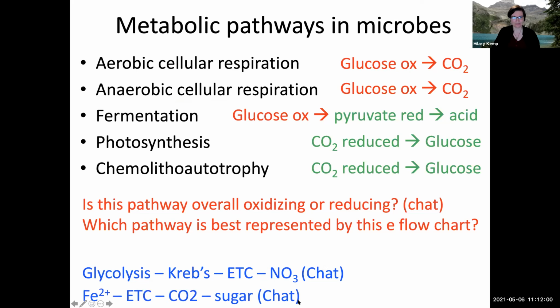And this one, an iron atom has its electrons fed through electron transport chain, put onto CO2, making sugar. Yes. And feel free to use your question mark if you're still not sure. That is totally fine. All right. Yeah, that one's chemolithoautotrophy.